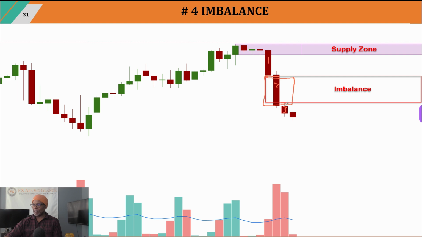The bigger this gap is, the bigger the move more than likely. And then you can see that when we come back to this level again, we'll be looking to short it. All right, so a very nice strong sign for a supply zone at that point.